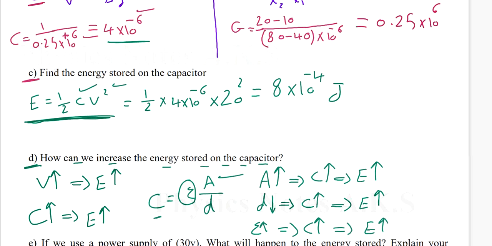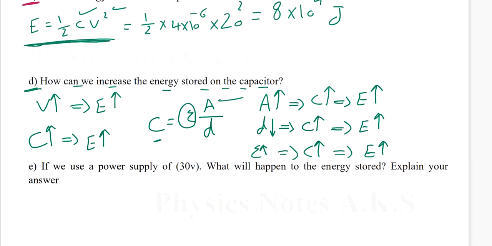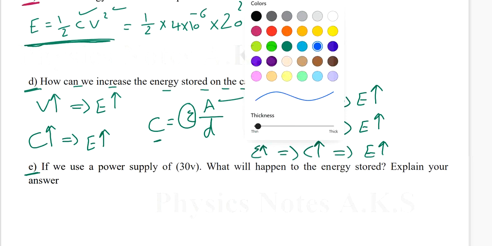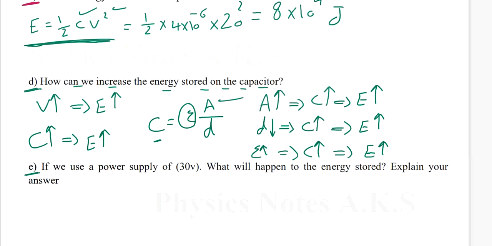I hope it's clear, guys. I still have part E, and I'll use the blue for that. If we use a power supply of 30 volts, what will happen to the energy stored? Of course, a 30 volt power supply means the potential difference, which was 20, is now 30.